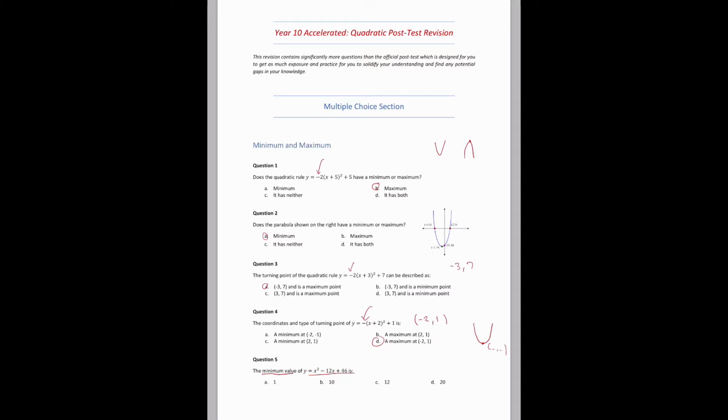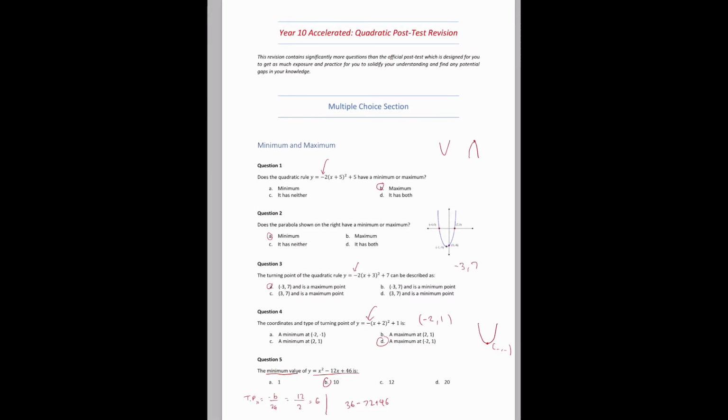So the formula to calculate that, guys, was TP x is equal to negative b on 2a. So substitute your values in. So negative b, so there'll be 12 on 2. That gives you 6. So that's the x value. And therefore you sub that into the equation. So it's going to be 36 minus 72 plus 46. So put that into the calculator. So 36 minus 72 plus 46. And therefore you will get 10 as an answer. So therefore that is going to be the minimum value. Let's go to the next question.